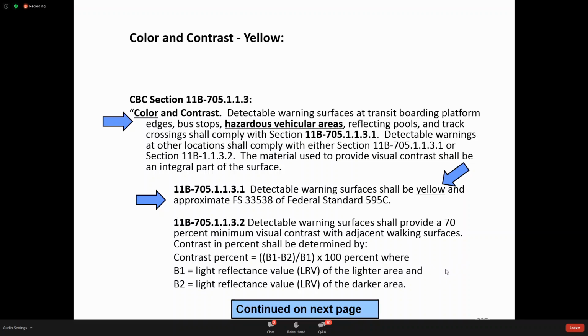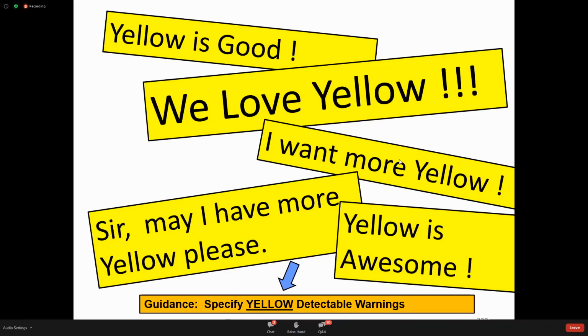That's a mess. It's very hard as an architect to predict the light reflectance value of paving that hasn't been poured yet, and I'm supposed to know that in order to do the math on this. So that's a loser. Yellow is where it's headed. I'm all in favor of it. Let's just go with yellow.